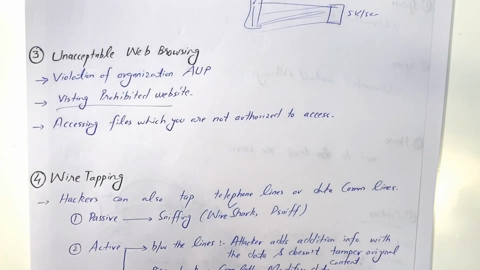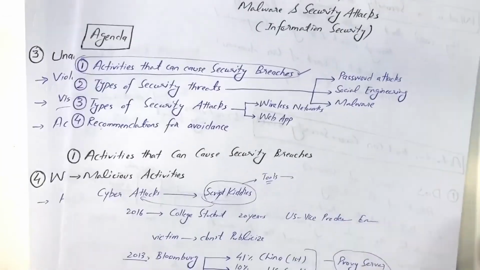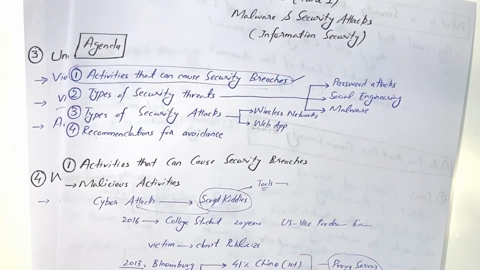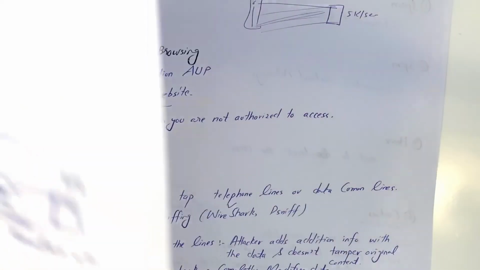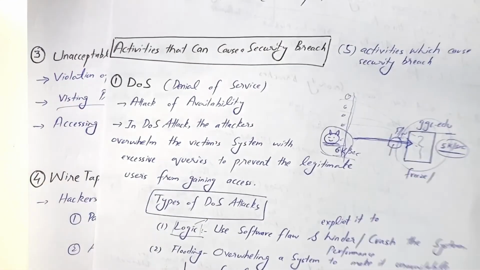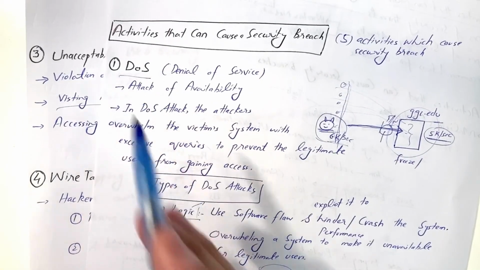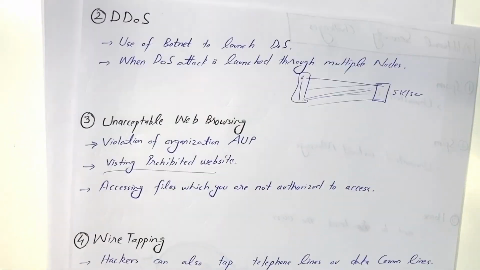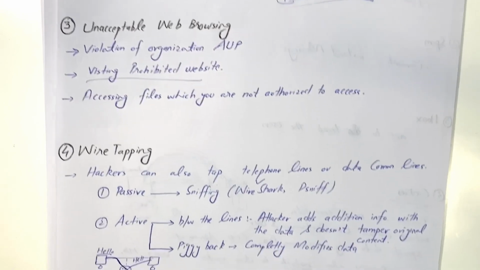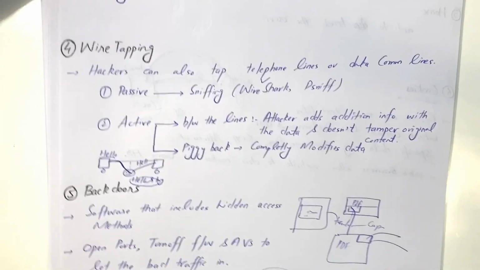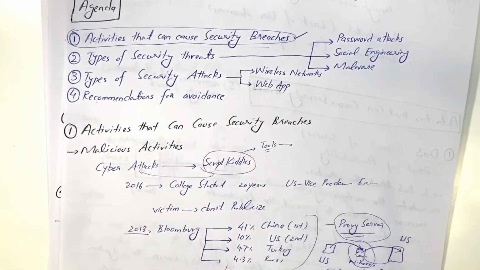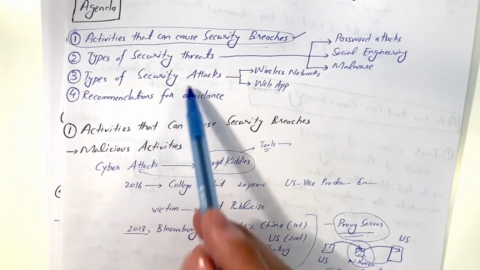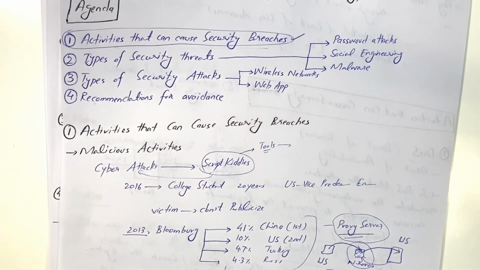So what we have mainly discussed in this part are the activities which can cause security breaches. Specifically, we'll discuss five types of activities: DoS, types of DoS attack, DDoS attack, unacceptable web browsing, wiretapping, and backdoors. We will continue our discussion, and in the next class we will be discussing the types of security threats, these three threats, and types of security attacks will be discussed later on. Okay, thank you.